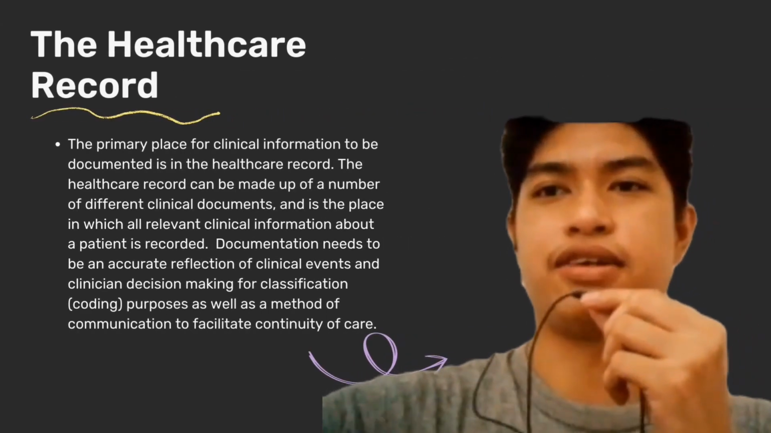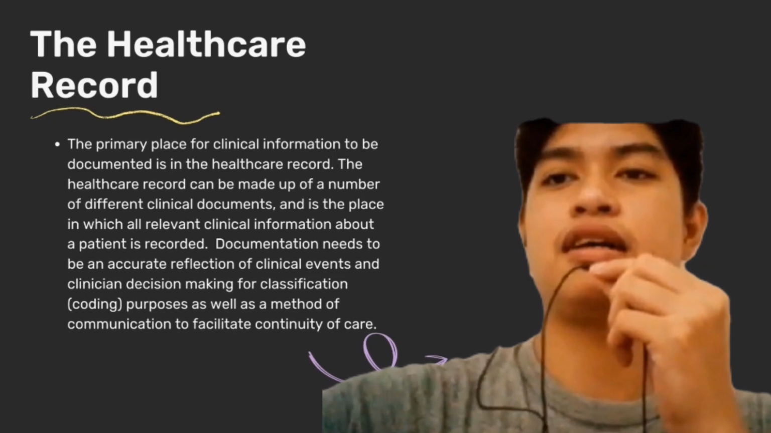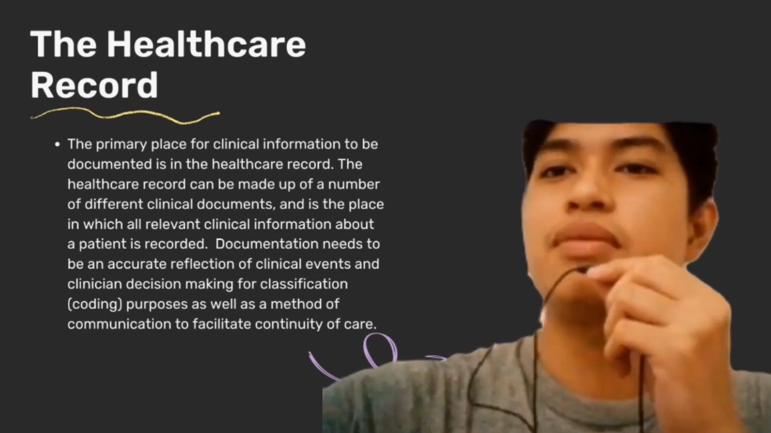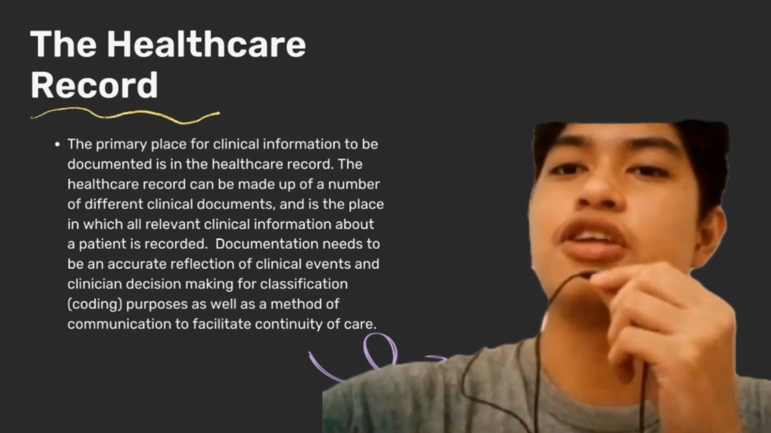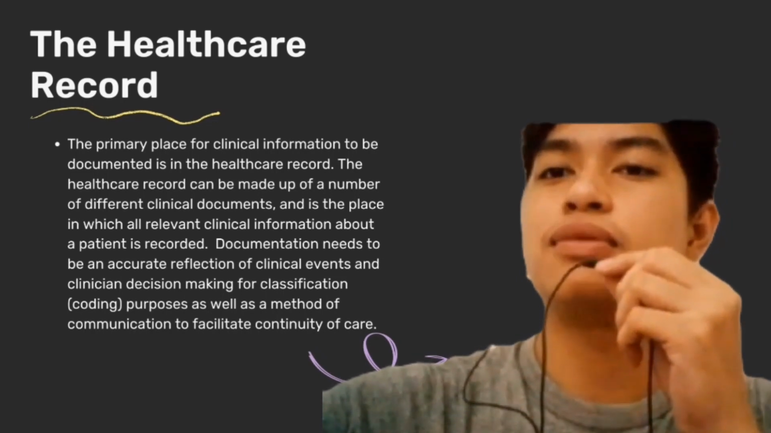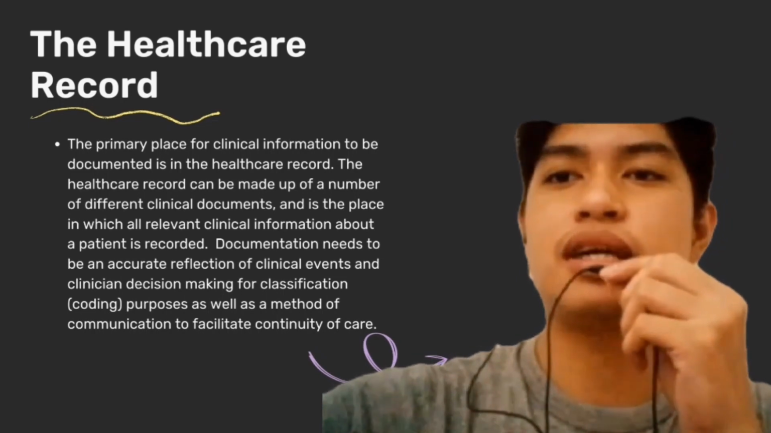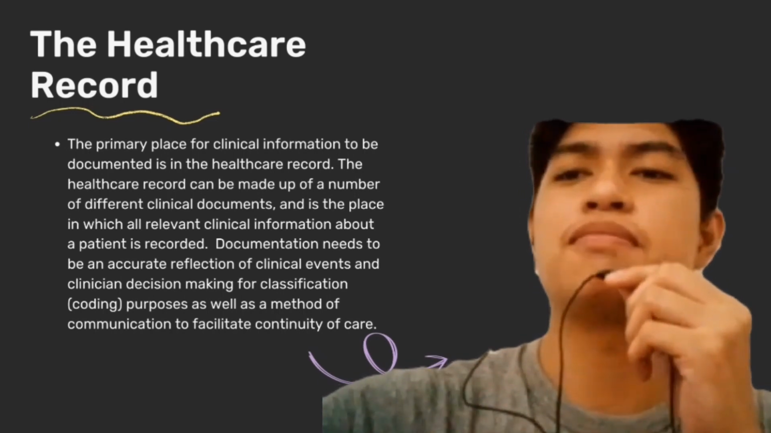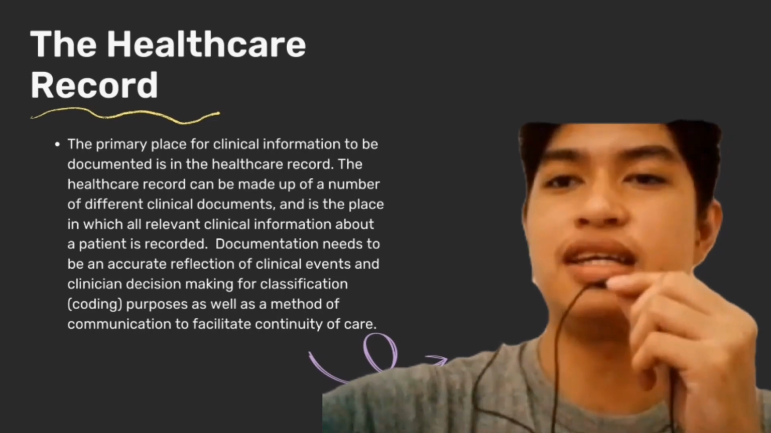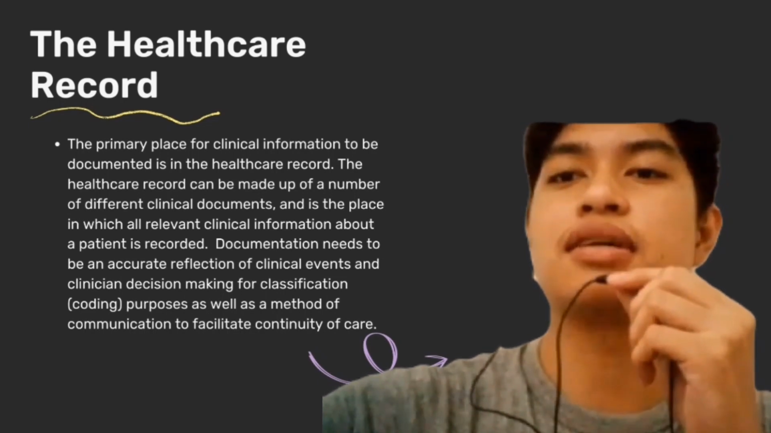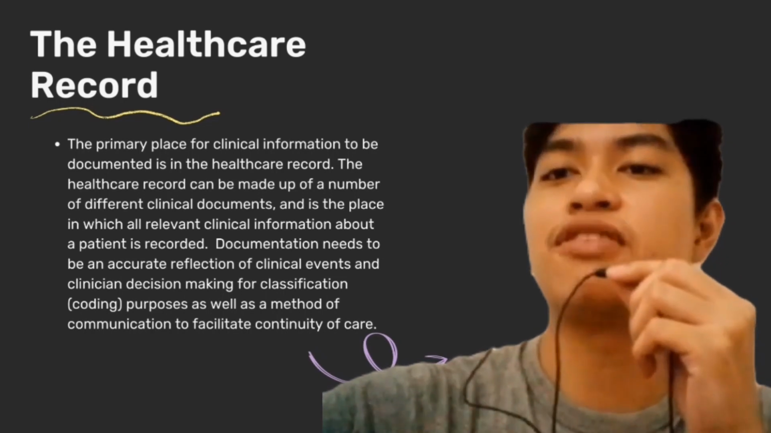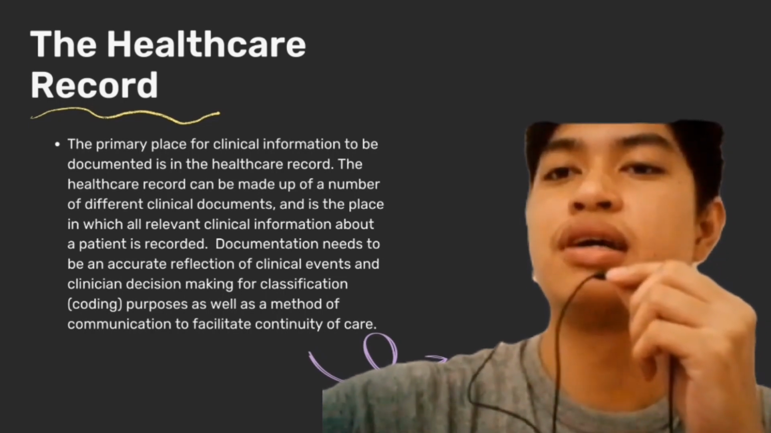The healthcare record. The primary place for clinical information to be documented is in the healthcare record. It can be made up of a number of different clinical documents and is the place in which all relevant clinical information about the patient is recorded. This includes information about the patient's medical and social history, about the progress and health outcomes of each intervention or interaction, and information from families and carers.